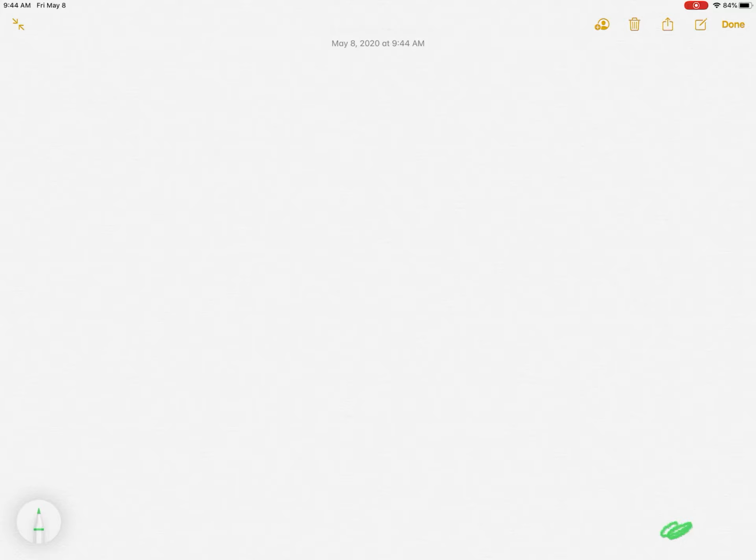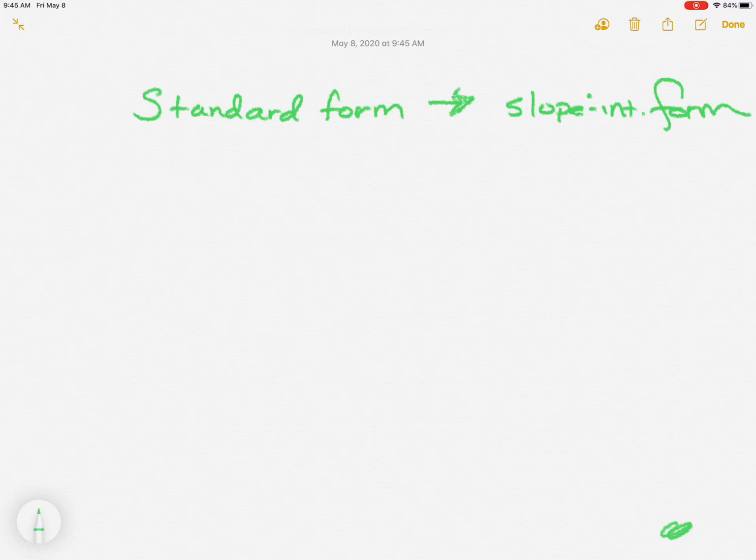We're going to talk through how to convert an equation of a line from standard form to slope-intercept form. All right, so the first question we have to ask ourselves is, what is standard form? Well, standard form tells us that ax plus by equals c. That'll kind of make sense in a minute.